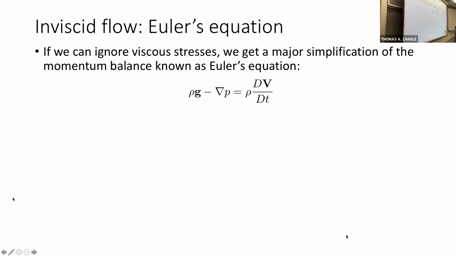So one is for inviscid flow. If we ignore viscous stresses, right? If we say that all those tau things are just zero, then we get a major simplification of momentum balance. This is known as Euler's equation. So now we have this part, which you should remember from fluid statics, or which, if you go back in your notes, you would find from fluid statics, equal to rho times the total derivative of velocity with respect to time. Right. So we've gotten rid of all that messy stuff.